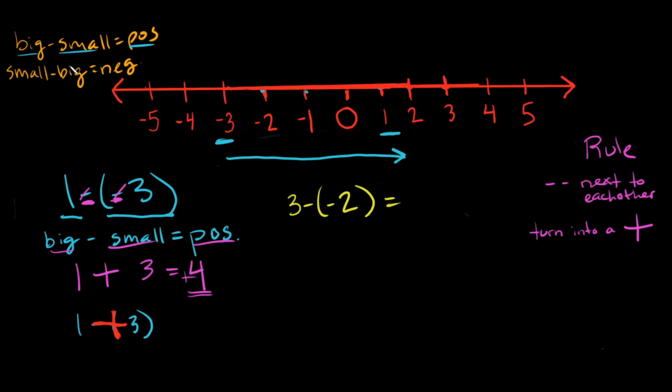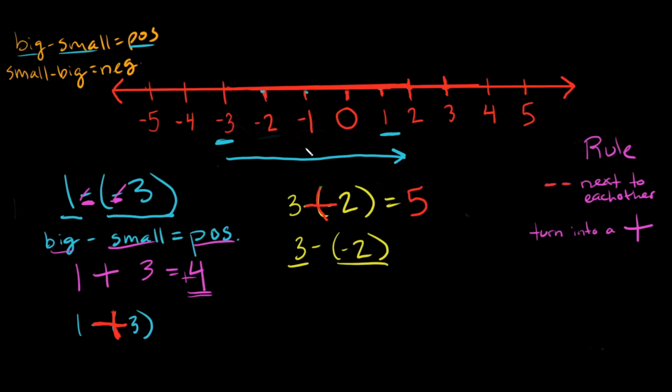Again, what's our rule? When you got two minus signs next to each other like this, turn it into a big plus. Okay, what's 3 plus 2? 5. Okay, and again, if we wanted to use our golden rule just to check this to make sure it's correct, we have 3 minus negative 2, right? That was the original problem. The two numbers we have here are 3 and negative 2.